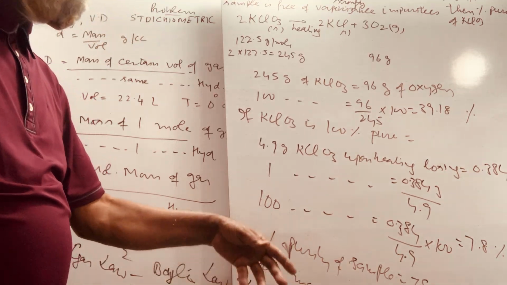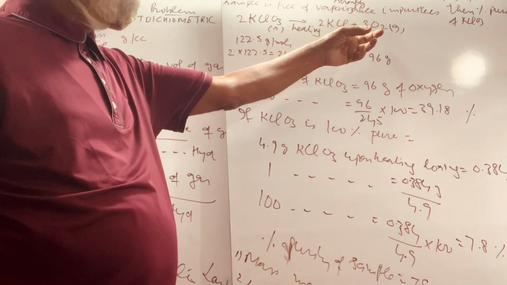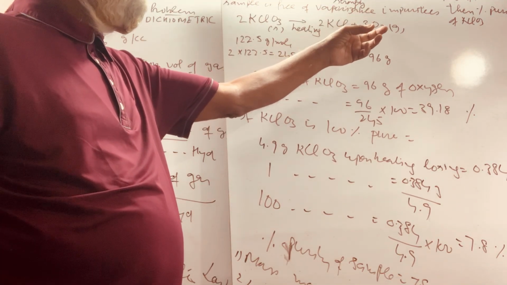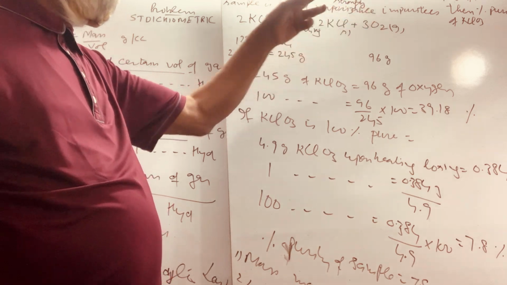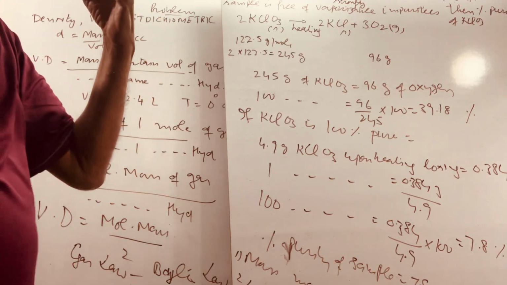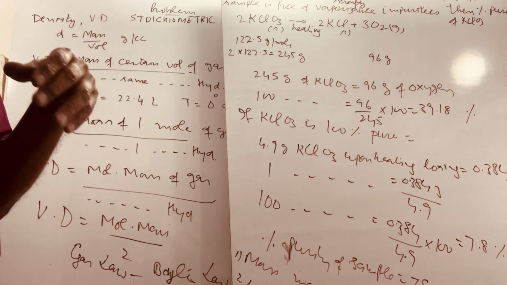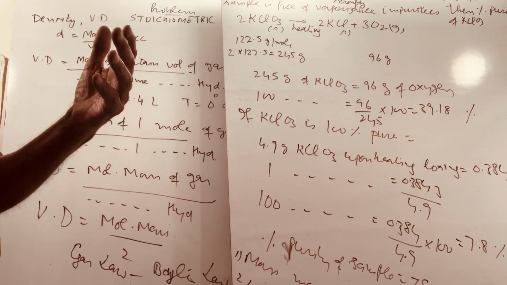So we can also be asked to calculate the number of molecules of oxygen formed. So naturally, 3 moles. So how many molecules of oxygen are formed? It is 3 into Avogadro number if it is having 245 grams. So naturally you can be asked to solve for the number of particles, you may be asked to solve for weight, you may be asked to find out volume.